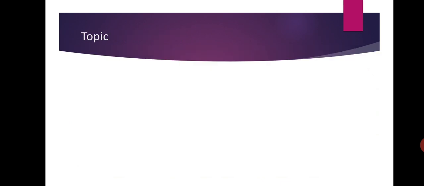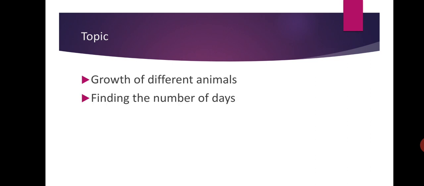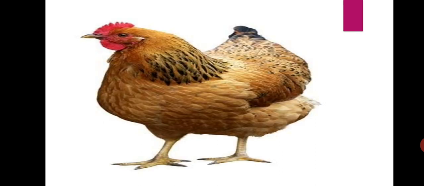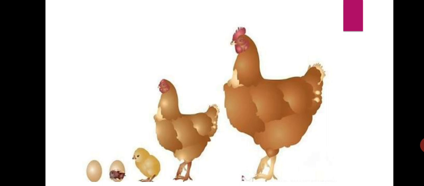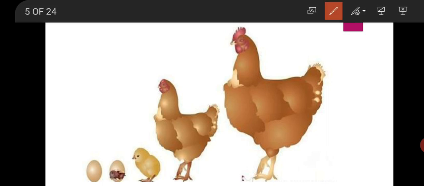Now, what are the topics? Growth of different animals, finding the number of days, practice questions, and homework. First, this is the picture of a mature hen. Now, this is a picture of the different stages of growth of a hen.